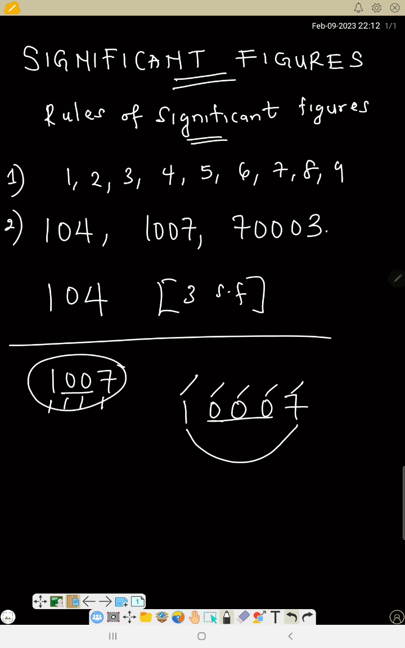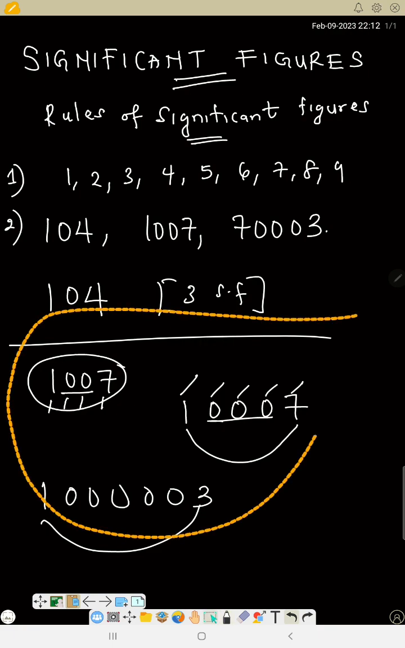Why is this one 4 significant figures? Why is this one just 1 significant figure? Because these zeros are open, but immediately a number closes it like this, then you must count everything together. That is what the rule is saying. So zeros between non-zero digits are significant. Please take note of this part.